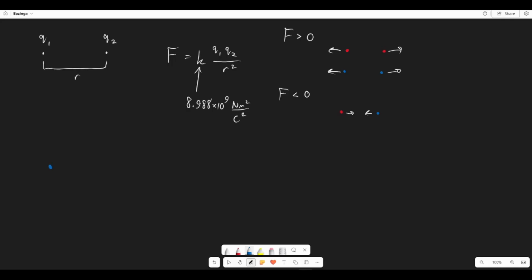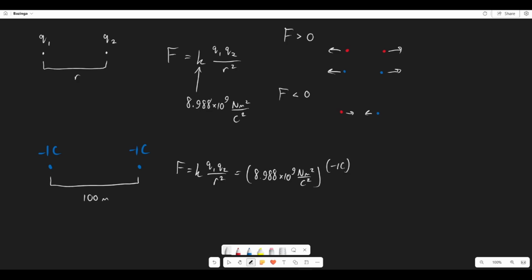This time I have two negatively charged particles, both with -1 coulombs, and they're separated by a distance of 100 meters. Now we write F equals K Q1 Q2 by r squared and substitute K, Q1, Q2, and r.